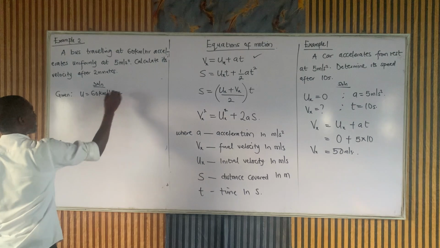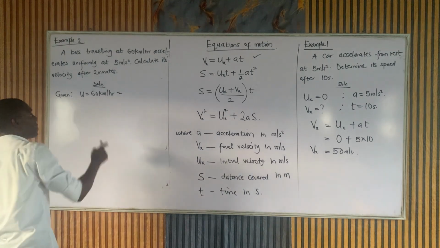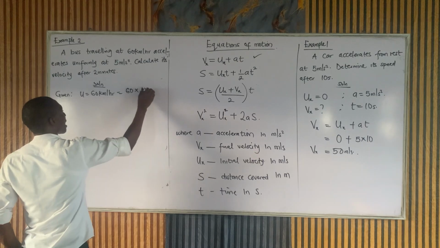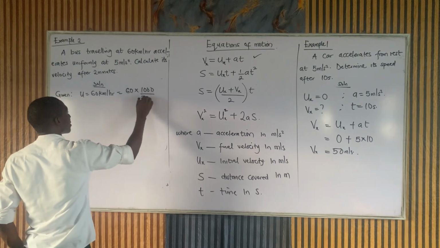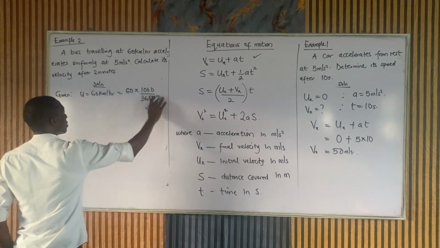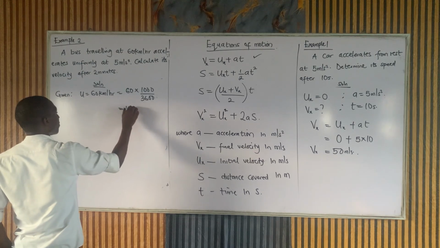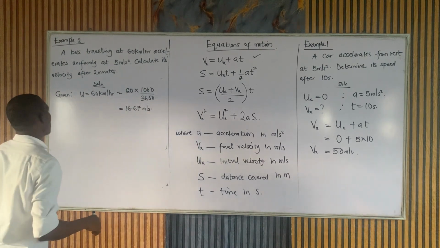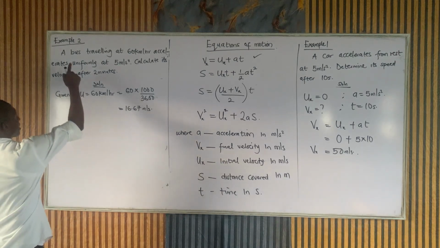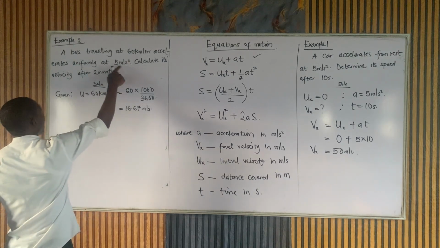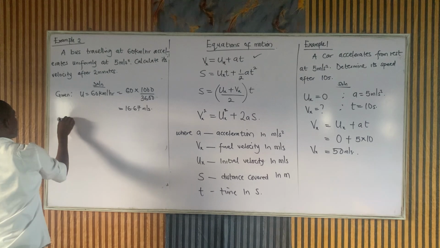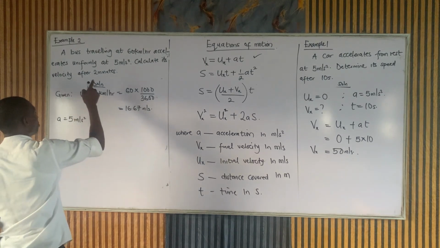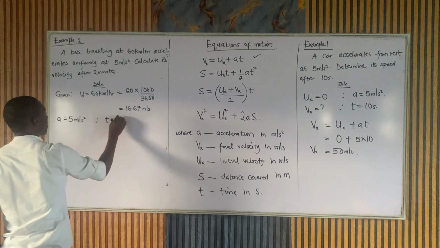It's important to convert this to meters per second. If you have kilometers per hour, to convert to meters per second, all you need to do is multiply 60 by 1000 and divide by 3600. This will give us 16.67 meters per second. The next thing we are given is that the bus accelerates uniformly at 5 meters per second squared. That's the acceleration. Calculate the velocity after 2 minutes. That's the time, 2 minutes.